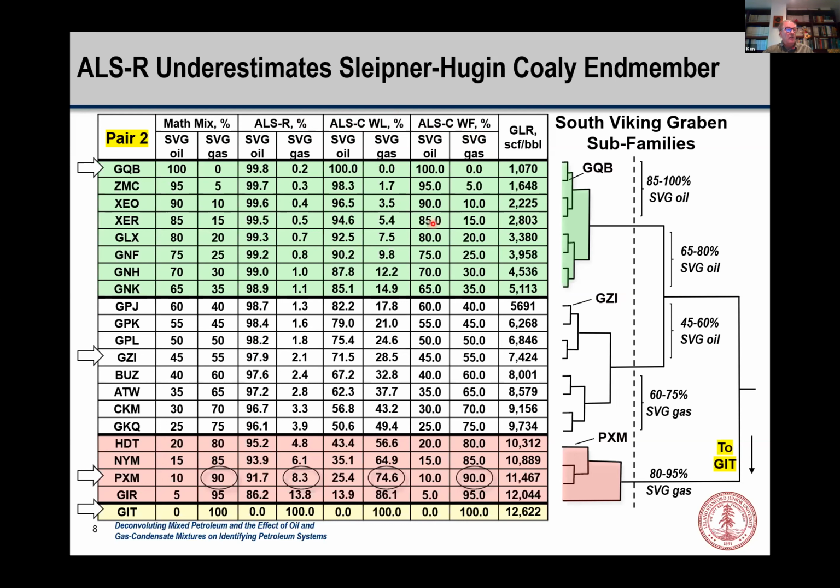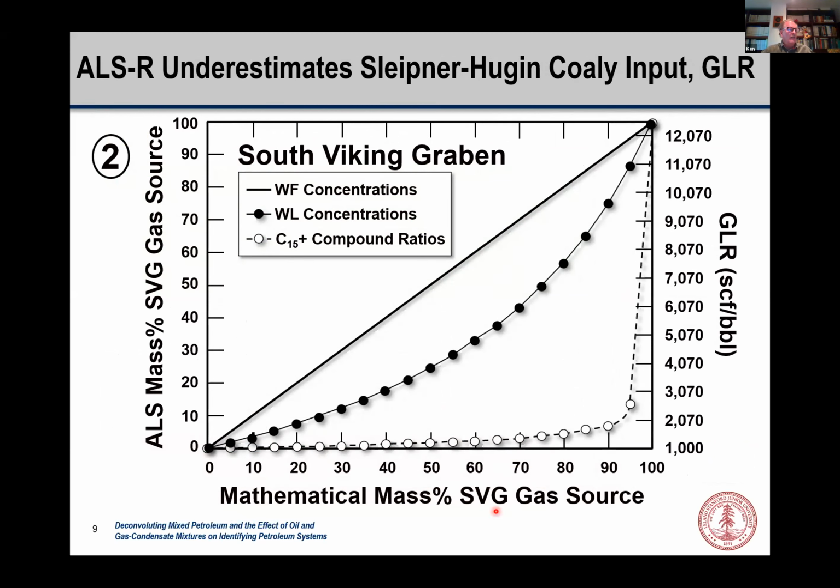You have to do a mass balance, and that's pretty simple to do, and you can get the correct answer. So I'm going to show now in a figure basically what I've just shown you in this table. Here we have the mathematical mass percent of the Sleipner-Huygens gassy source, and the mathematical mixture is right along this solid line. This is the ALS mass percent.